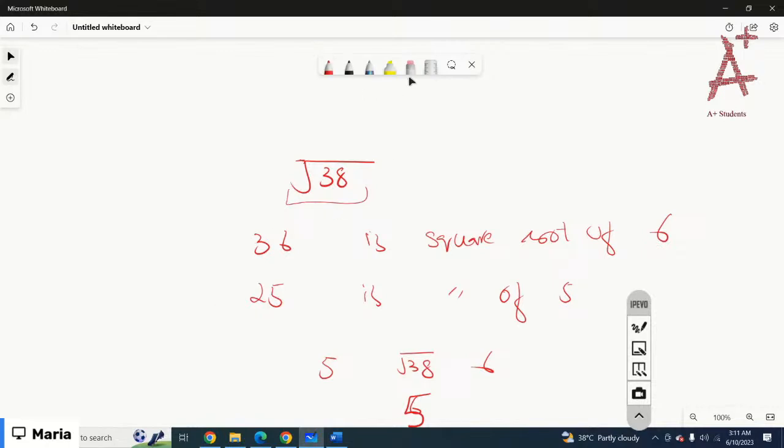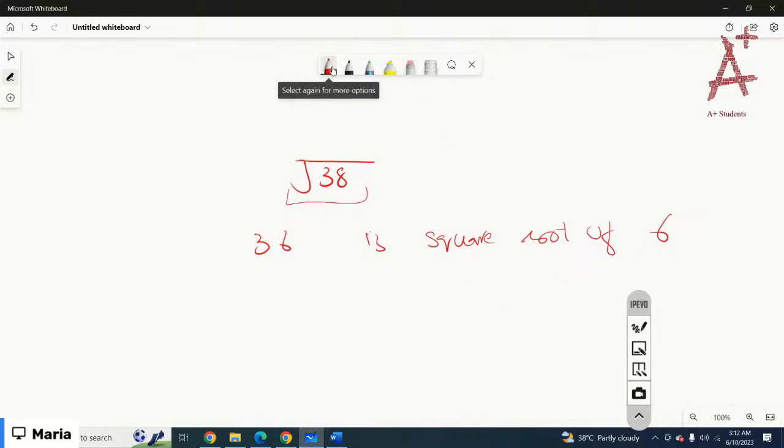Square root 38 is greater than 36. Got it? It would be between 6 and 7, not 5 and 6, because the value is greater than 6. So it is the number closest to 36, and the other one is 49. So the square root of 38 is between 6 and 7, at 6 point something, 6.16. So that is between 6 and 7. Got it?